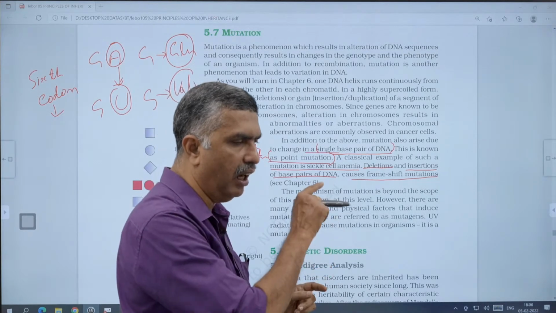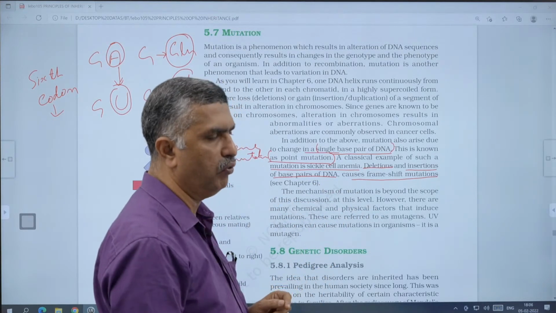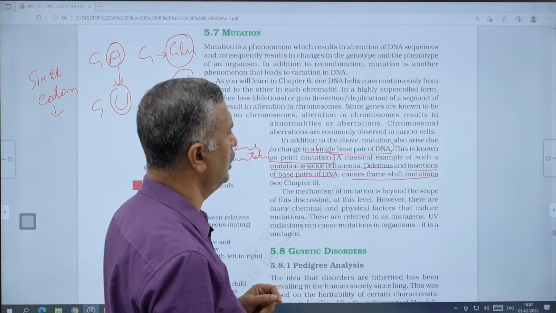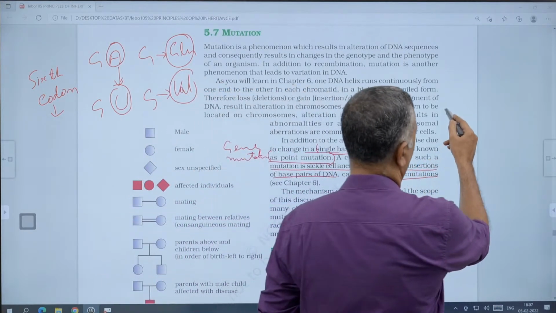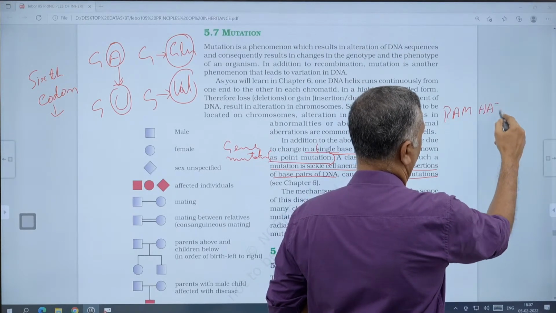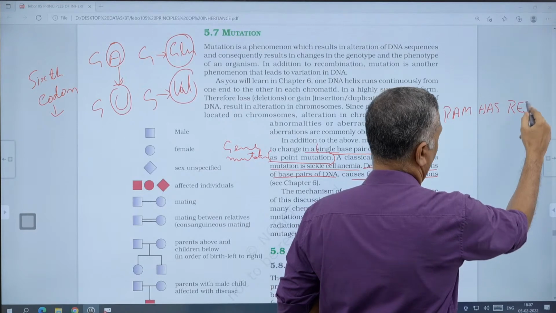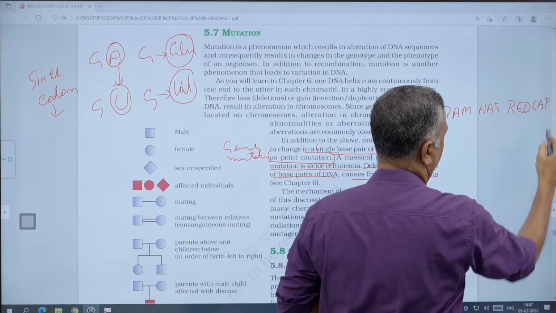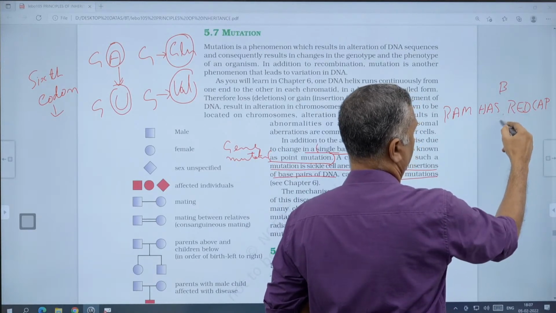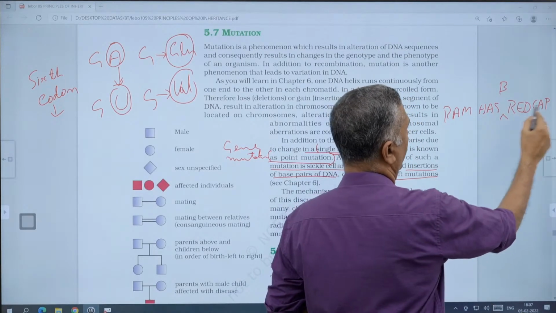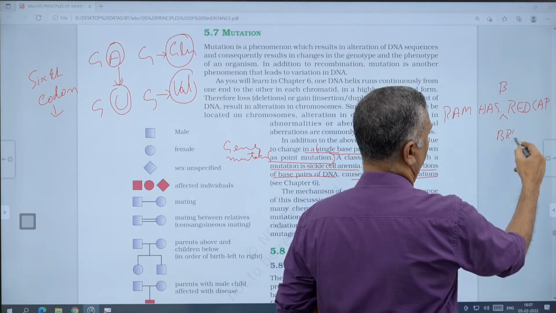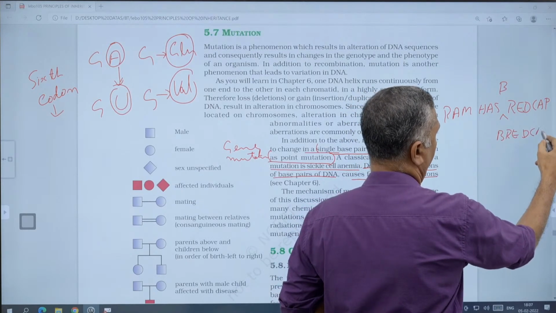That will change the reading frame. That is called frame shift mutation. A typical example is given in your book: RAM has red cap. If a letter is inserted here, the reading frame will be changed. After insertion: RAM has DRE, DCA, P.